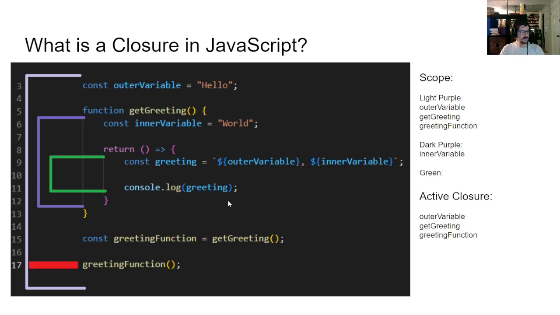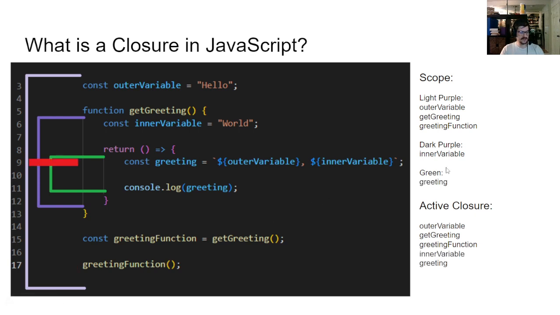Okay, so now we jump down to line 17. Nothing has happened except we're about to call greeting function. What is greeting function? Greeting function is the anonymous function from line 8 to 12. How do we know that? Because that's what getGreeting returned. So it returned this function, and now we're going to execute it.